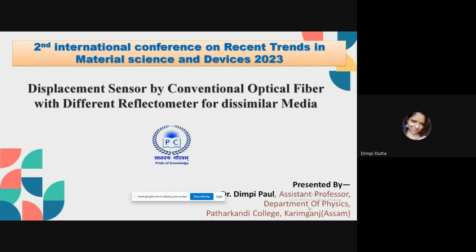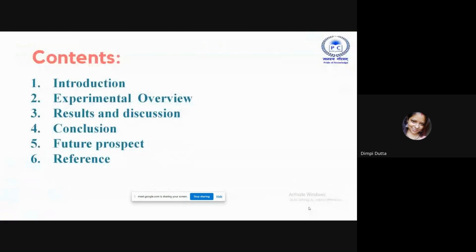I'm representing my college, and this is an optical fiber based sensing device. It is not exactly a device, but a setup I have made with the help of a few of my students. It deals with a displacement sensor using a conventional optical fiber with a reflectometer in the presence of a dissimilar media. Before starting, I would like to say what points I will elaborate.